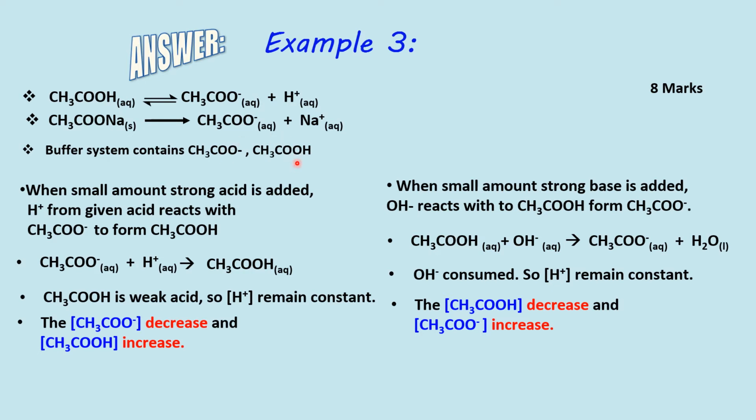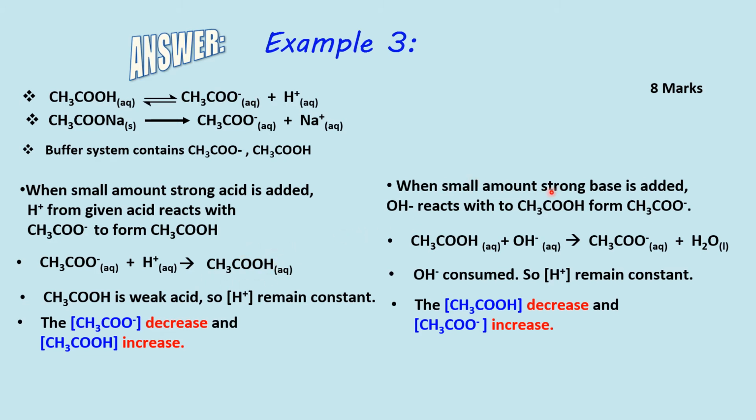So this weak acid can react with the strong base when strong base is added. When a small amount of strong acid is added, it will react with CH3COO negative and form CH3COOH. You can represent this explanation by this equation, with a one-way arrow. What happened? Because the product of this reaction is CH3COOH, which is a weak acid, the concentration of the acid remains constant. Only a small change, you can mention that just a small change for the pH. So the concentration of the conjugate base decreases and the concentration of the ethanoic acid or acetic acid increases.